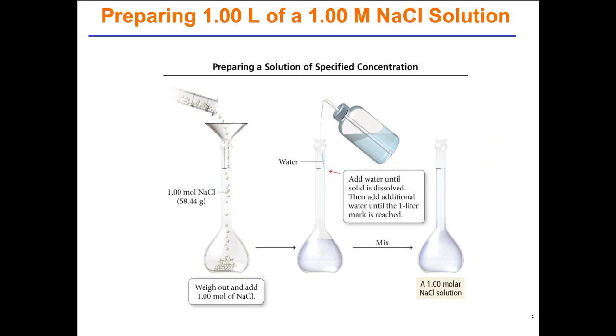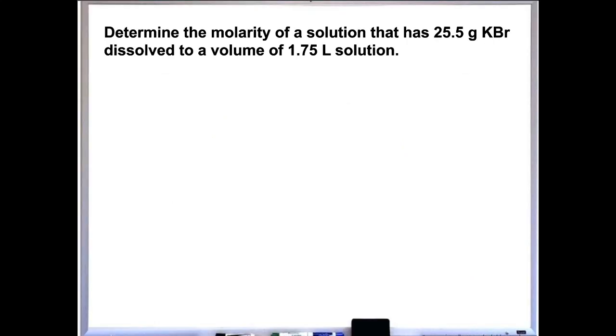Okay, so that's one way of preparing a solution. So this example we're using is if we wanted to dissolve a solid into a liquid to end up with a liquid solution. Okay, so here it wants you to determine the molarity of a solution that has 25.5 grams of KBr dissolved into a volume of 1.75 liters of solution. So they just want you to calculate molarity here. So convert 25.5 grams to moles, and then you already have your volume in liters. So see if you can come up with the molarity of this solution. So give the video a pause and try to solve this one.